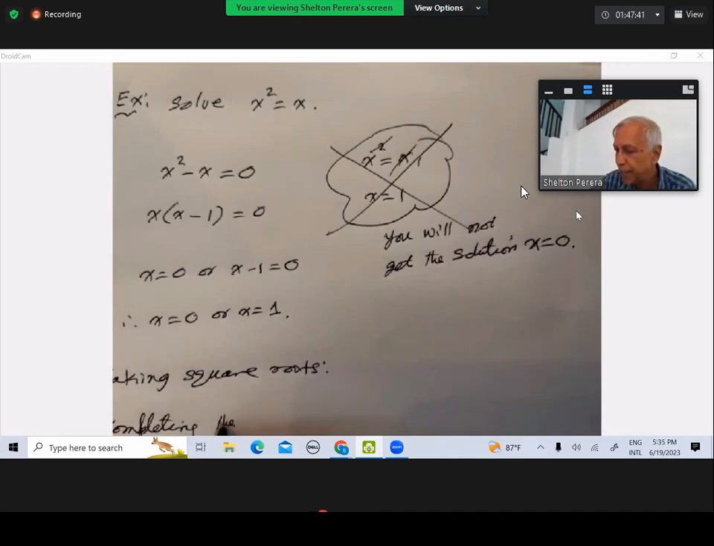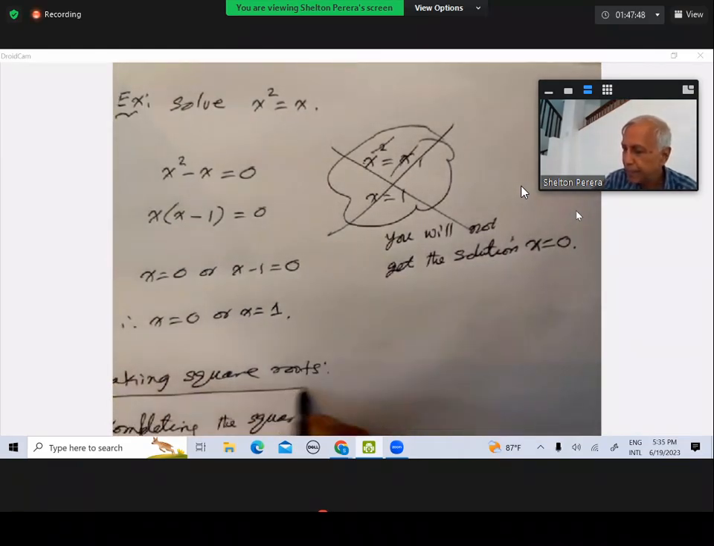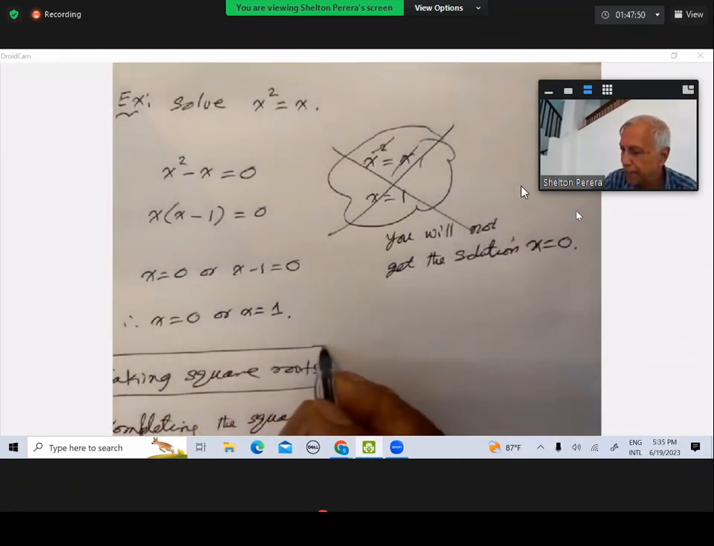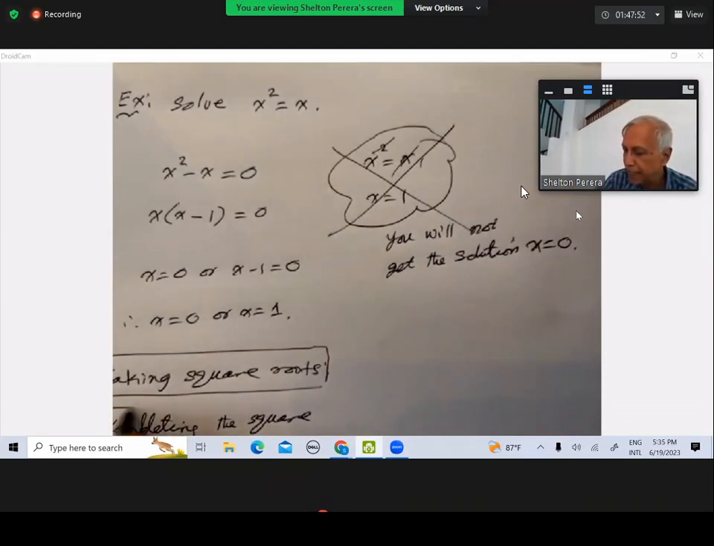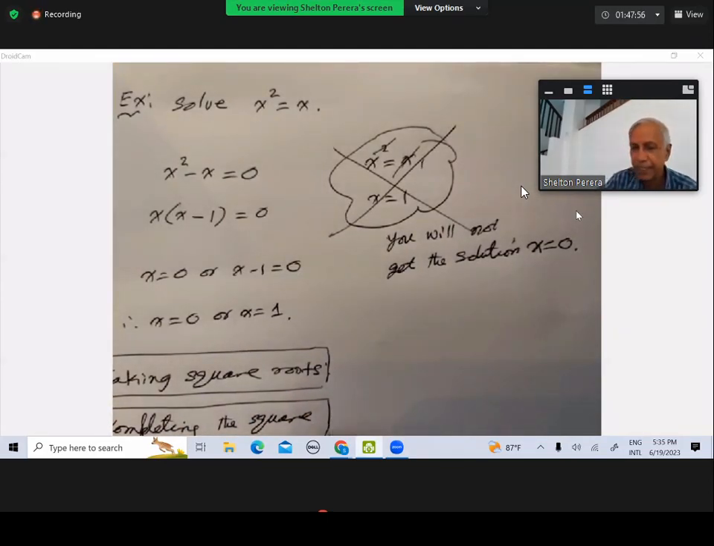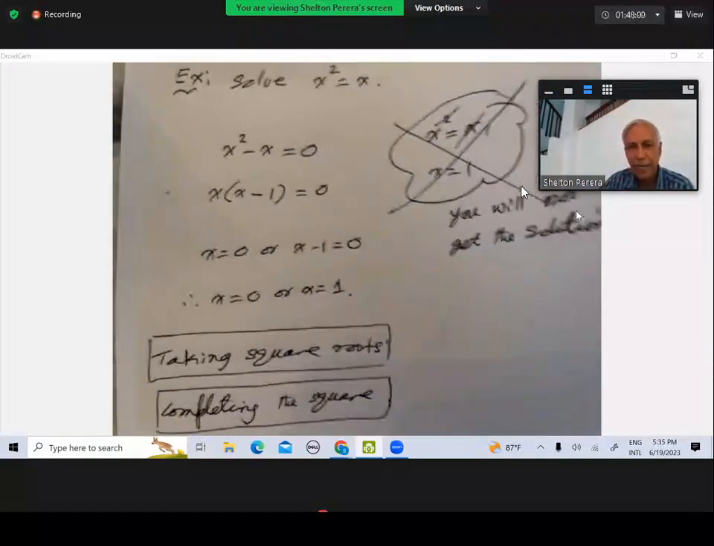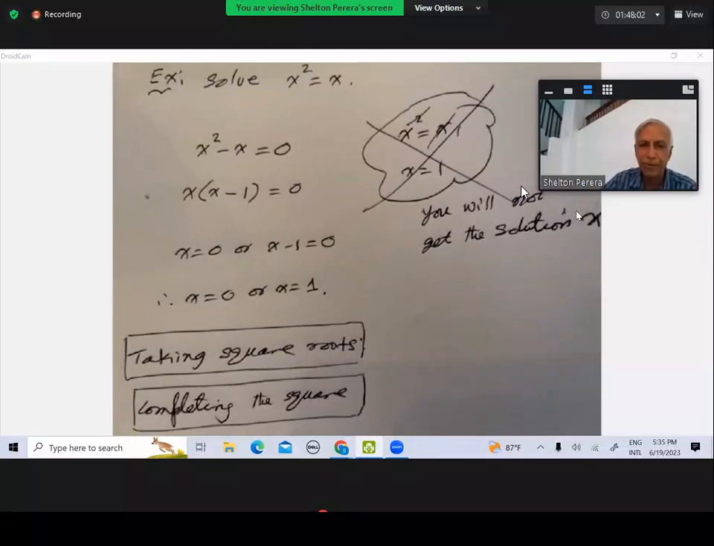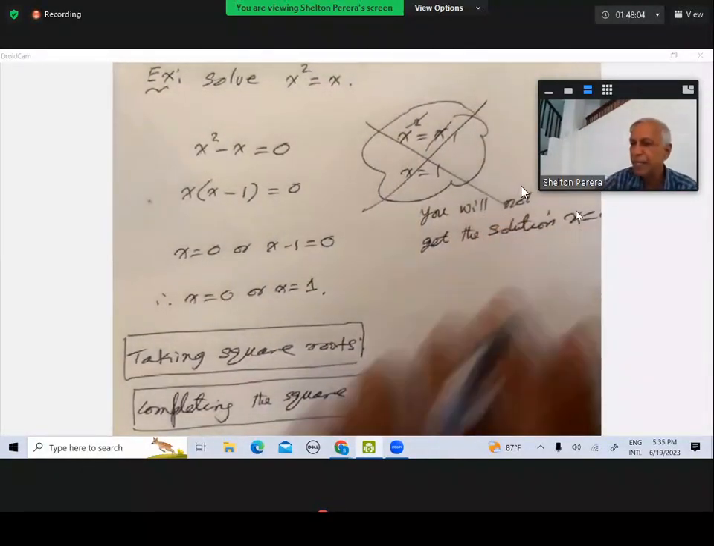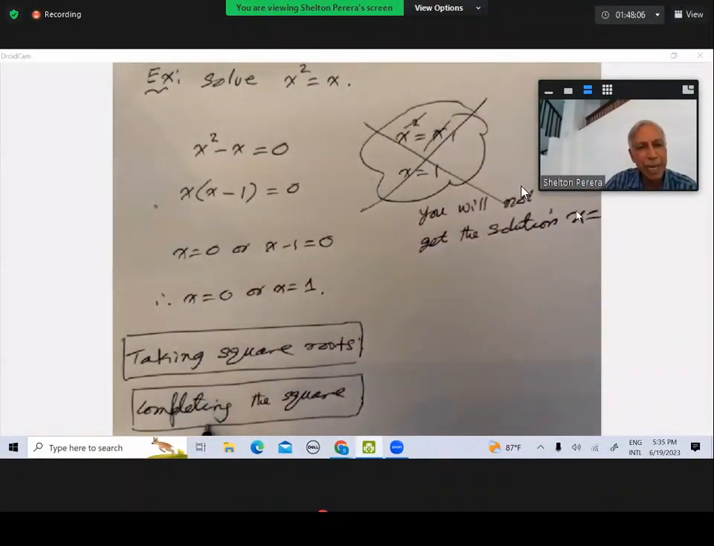Completing the square. This is another method, the factoring method. So there are 4 methods that the note talks about. Completing the square, and the last one is the quadratic formula. For our purposes, you don't need these two that much.